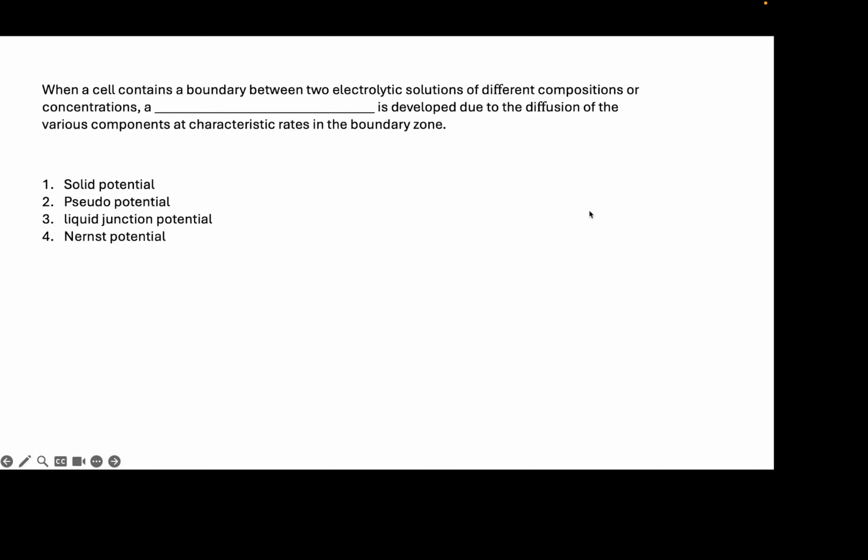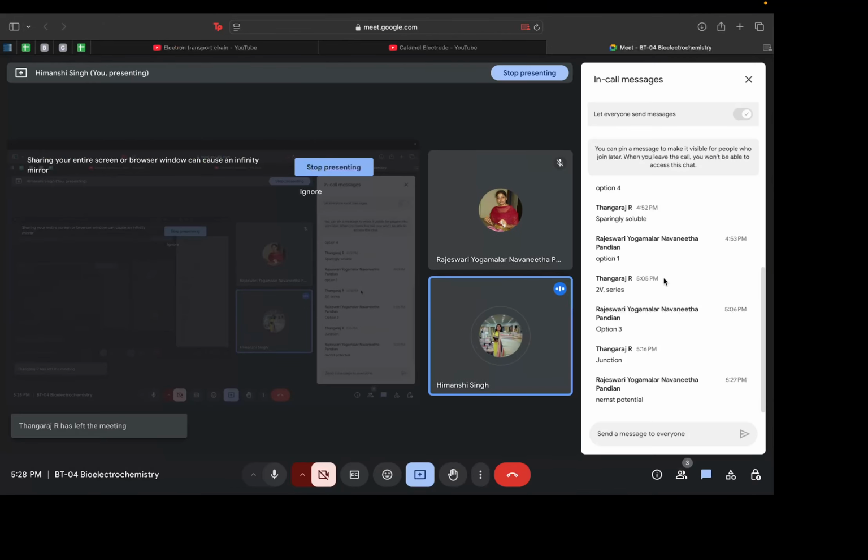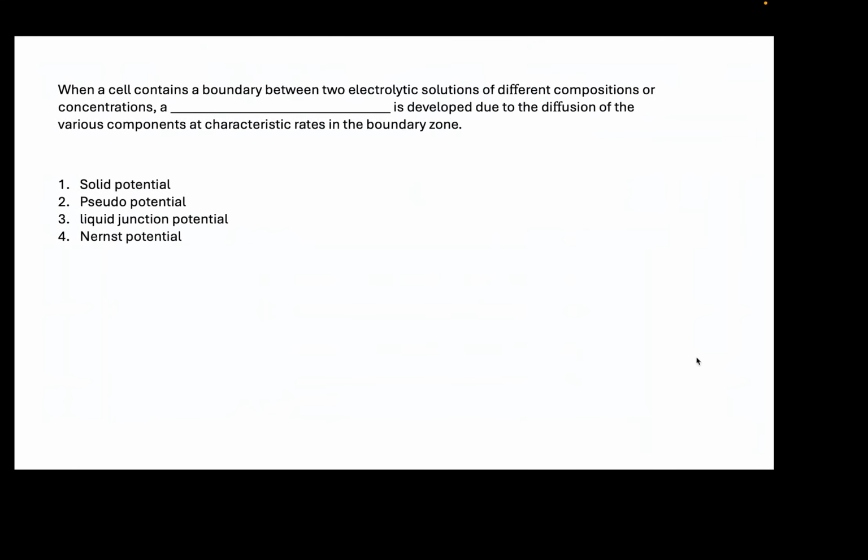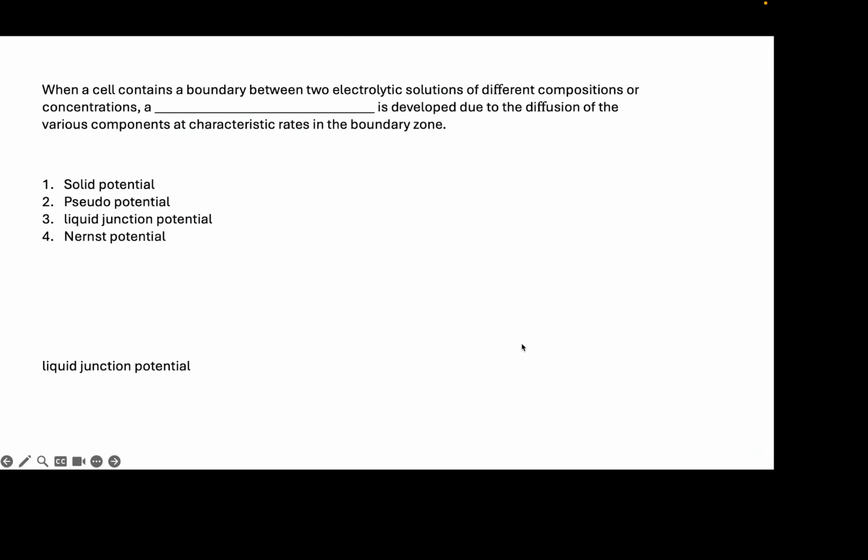So obviously the right answer is, let me see how many of you tried to attend. Nernst potential. Okay, well, I should have played that video to the completion. As you can see here, we are talking about the differential movement of different electrolytic solutions. This question itself indicates that we are talking about different solutions, either different solutions or similar solutions but in different concentrations, which means that the ions present in the solution will move at differential rates and they will create a liquid junction potential.